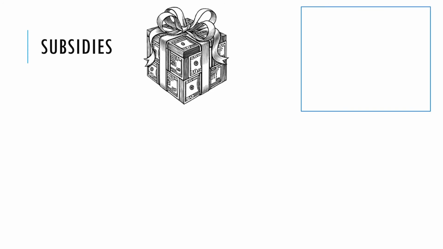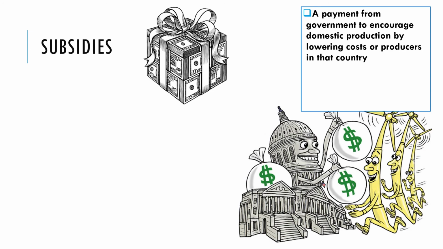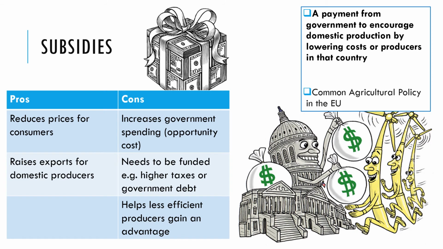Our next one is subsidies. A subsidy is a payment from the government to encourage domestic production by lowering costs for producers in that country. Here's another example, and here are some pros and cons. The advantage here is that it reduces prices for consumers, so increases consumer surplus, and raises the chance of exports for domestic producers as their prices become more competitive.